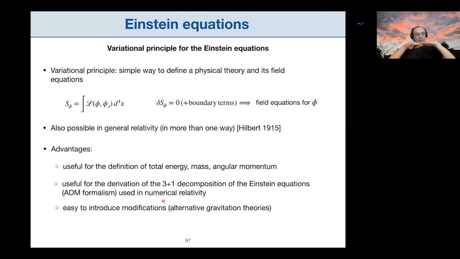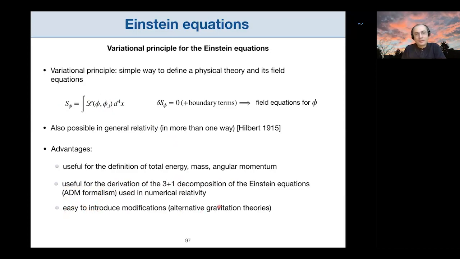Assume you've got some data regarding the geometry of one of these constant-time slices, the space, and then recast the Einstein equations as evolution equations for the geometry of this spatial slice. This is a rather complicated thing. It can be done using something called the ADM formalism, used in numerical relativity. And the simplest way to recast the Einstein equations in this 3+1 way, a method in which time and space are split, is to use the appropriate variational principle.